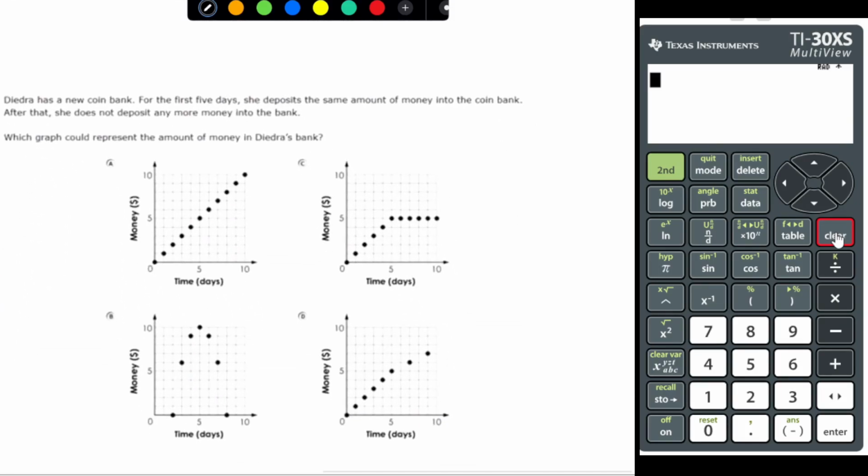Deirdre has a new coin bank. For the first 5 days, she deposits the same amount of money in the coin bank. After that, she does not deposit any more money. Which graph could represent the amount of money in her bank?